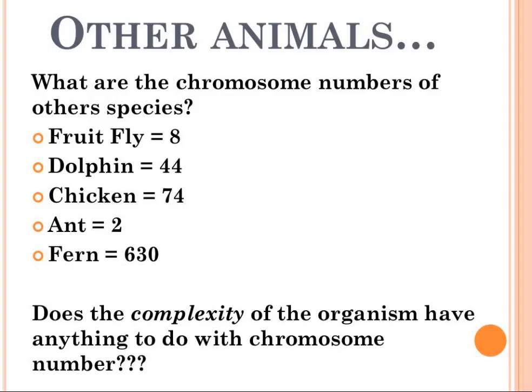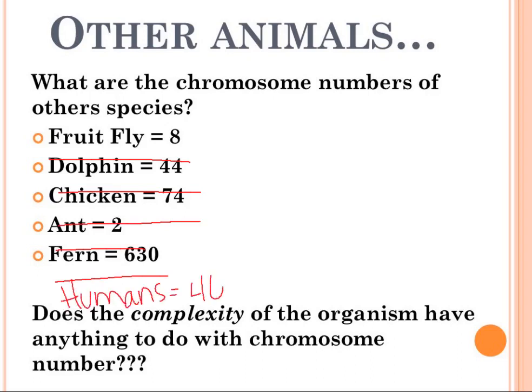So other animals. So what are the chromosome numbers of other species? Just to kind of put things in perspective, a fruit fly has 8, a dolphin has 44, a chicken 74, an ant 2, a fern has 630, and then humans, we have 46. And that's a number, by the way, that you need to memorize.